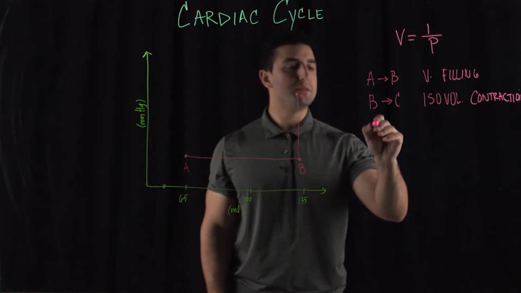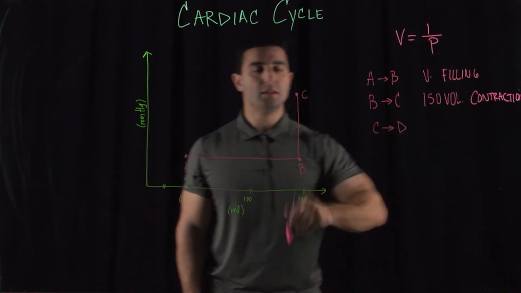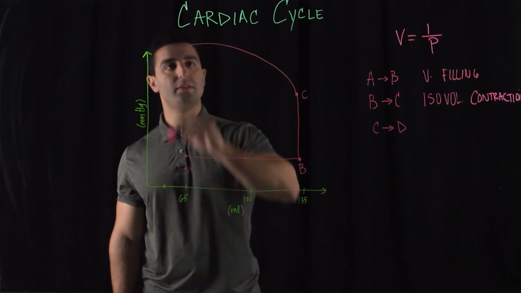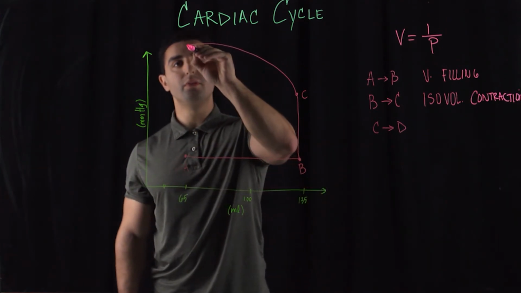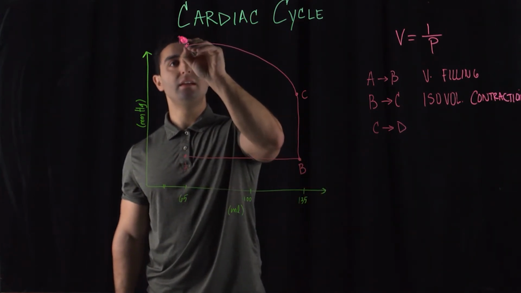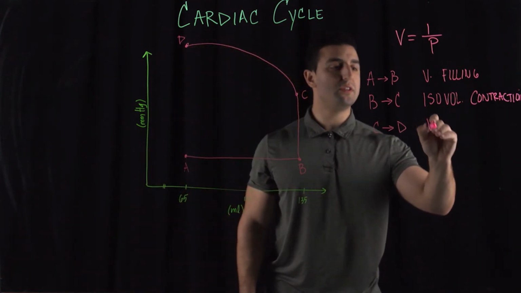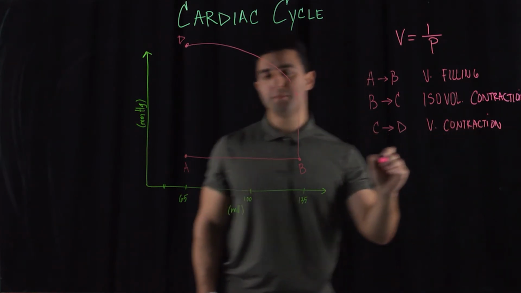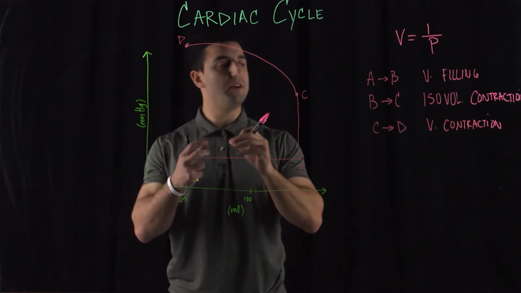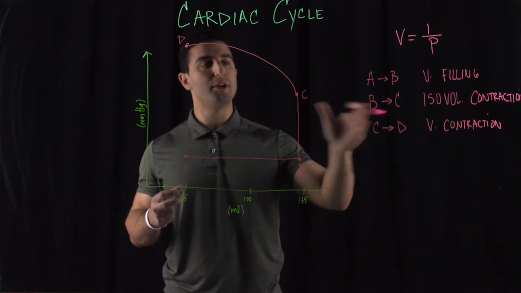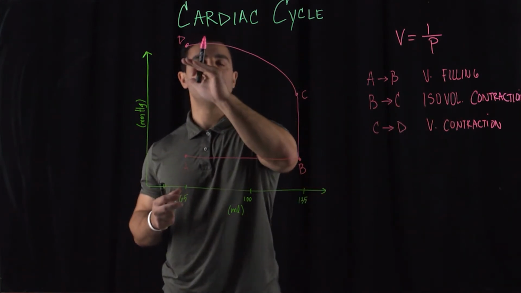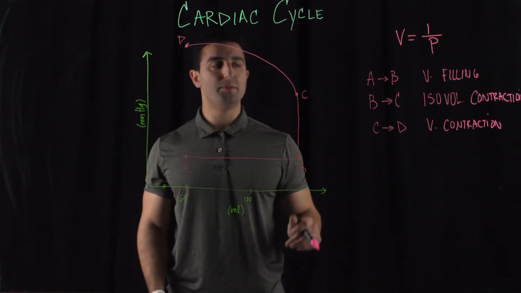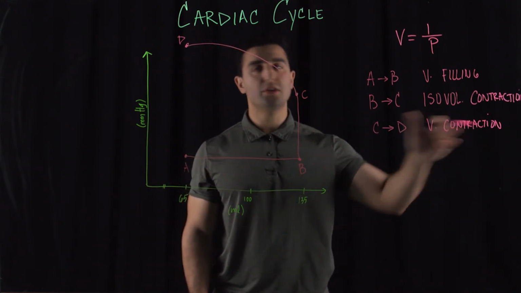The next phase here, from C to D, you'll notice that there is an increase of pressure, but also a decrease of volume. From C to D, this phase is known as ventricular contraction or ejection. During this time, the heart muscle is contracting very deeply and it's causing the pressure buildup in the heart to increase, right? Which forces most of the blood to leave the left ventricle. And this is coined ventricular contraction.